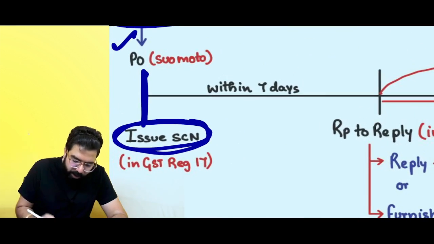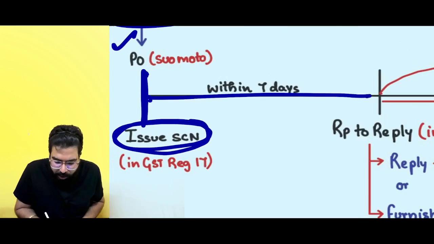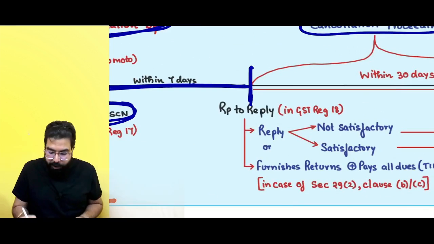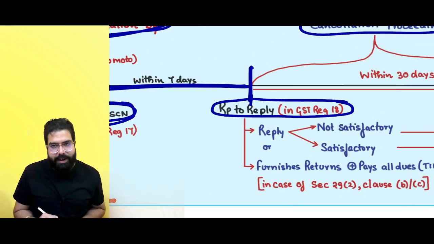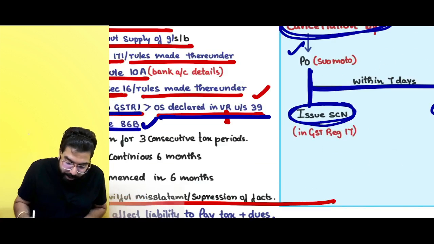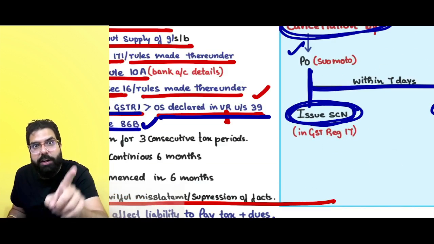If the proper officer wants to cancel your registration, he will always give you a chance. He will issue you a show cause notice within 7 working days. The registered person has to go ahead and reply. You have to reply in GST REG 18. Or he might have issued a show cause notice telling you that you are not filing your return, I'll cancel.